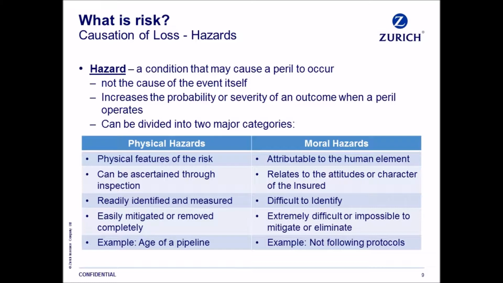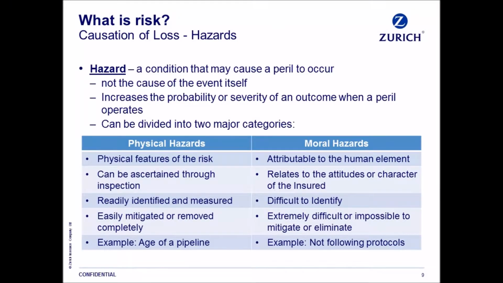The first is physical hazards, which are the physical features of the risk. So the age of a pipeline, or the type of train car being used, or the type of storage tanks that you have on a vessel. They can be easily ascertained through risk inspection. Because of that, they can be readily identified, either completely eliminated or mitigated. So, for example, proper pigging and then replacing damaged or corroded pipeline, replacing rail cars with upgraded versions that meet new standards.